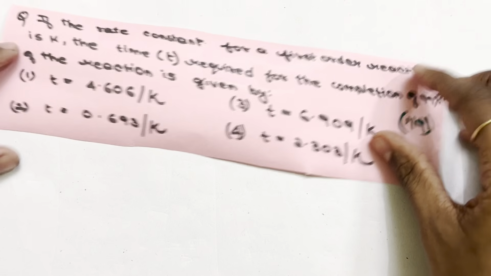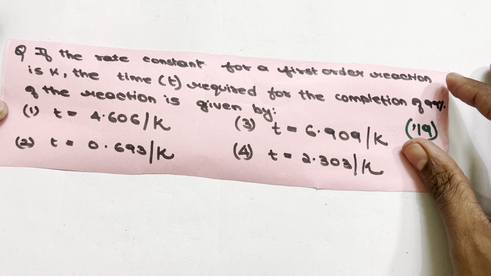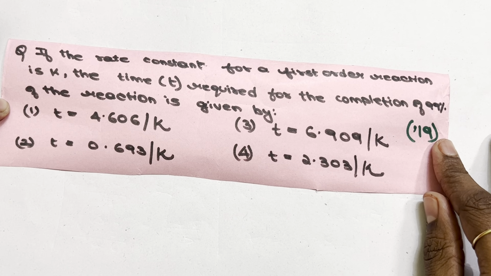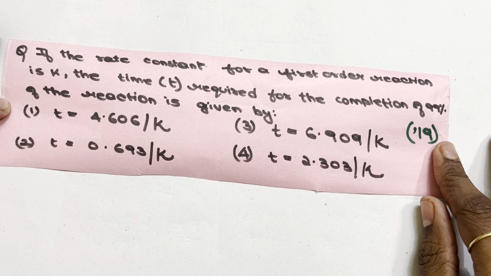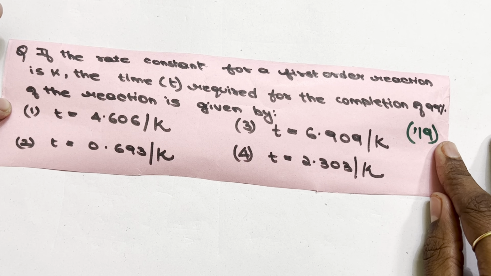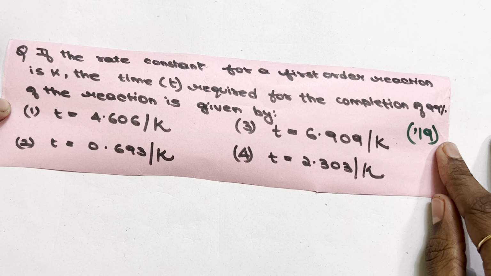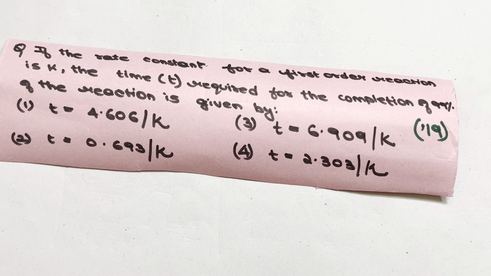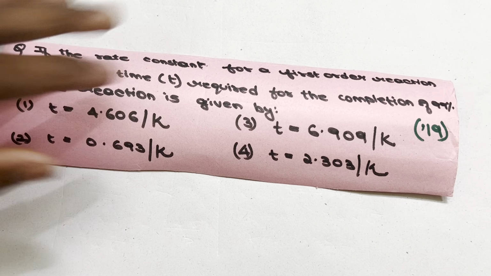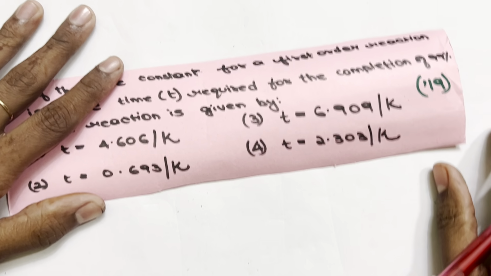Now next question. Okay, this next question is, if the rate constant of a first order reaction is K, the time required for the completion of 99% of the reaction. Here it is telling 99% of the reaction is completed, that is, 100 minus 99 is 1. So how will we solve this question?